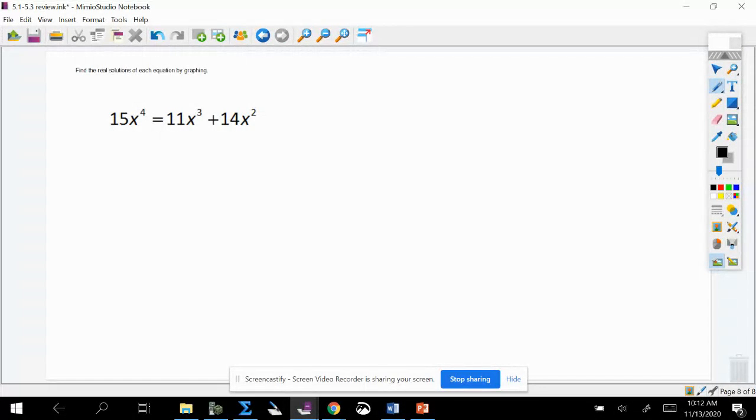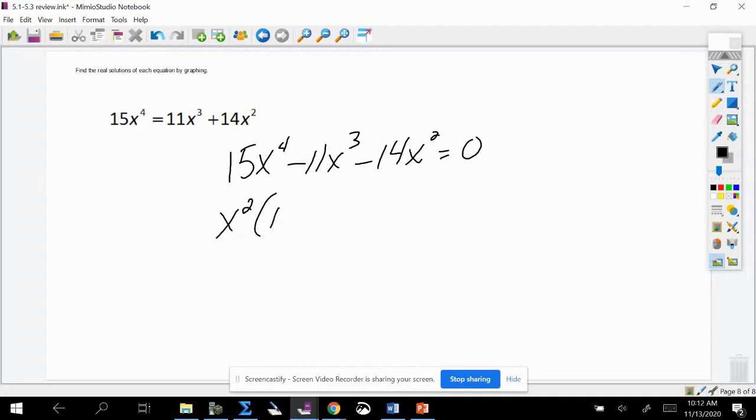Last thing I want to do to review is make sure you guys are comfortable with your calculator. So make sure you have your calculator close by as I'm explaining this. I am going to get it in standard form. I'm going to do a little bit of work before I go to my calculator. First thing I'm going to do is get everything equal to 0. And then one thing I notice is everything has an x squared in it. So I'm going to pull an x squared out, and that's just going to make it easier to type in my calculator.